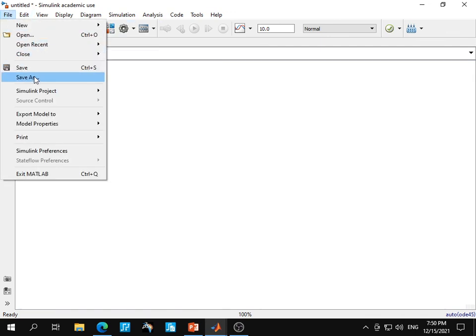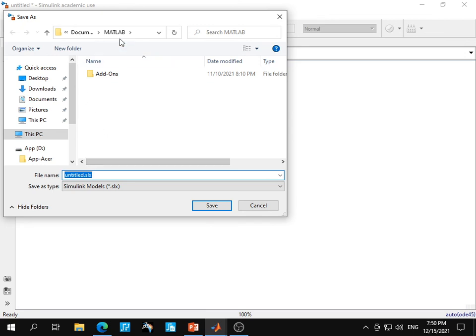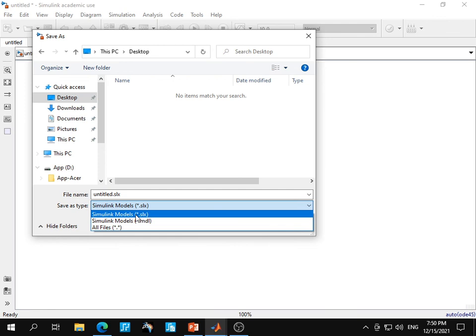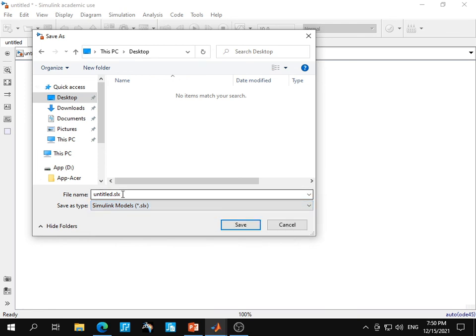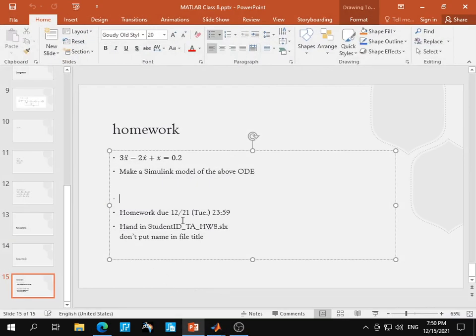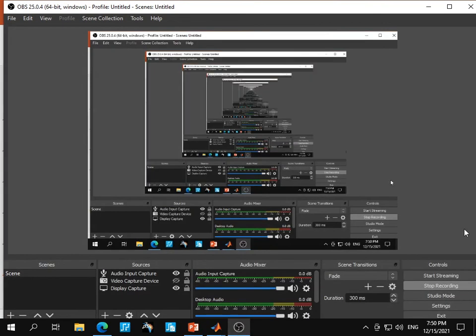After you've done it, you can save it as a Simulink model, .slx file, with your student ID: student ID underscore TA underscore homework 8 .slx. Yeah, that's it for today's class.